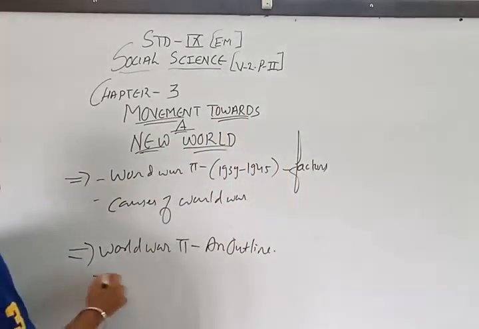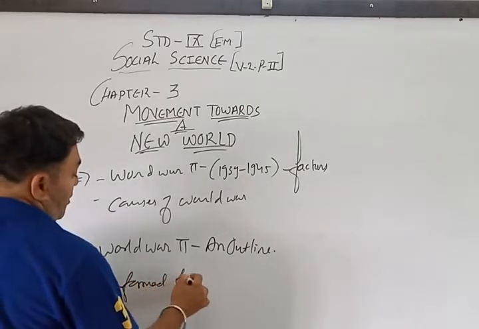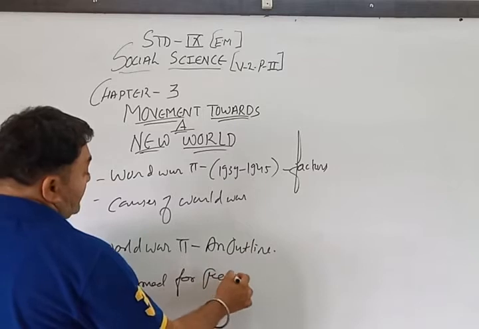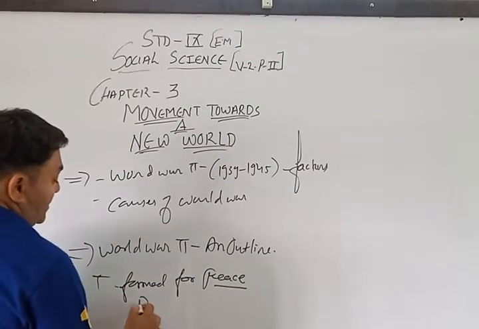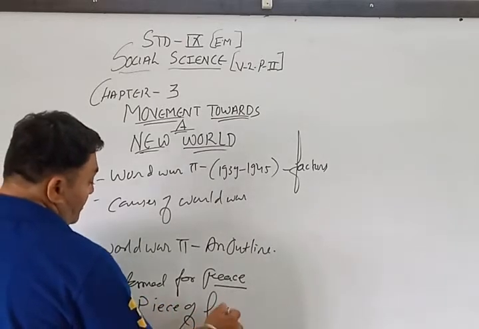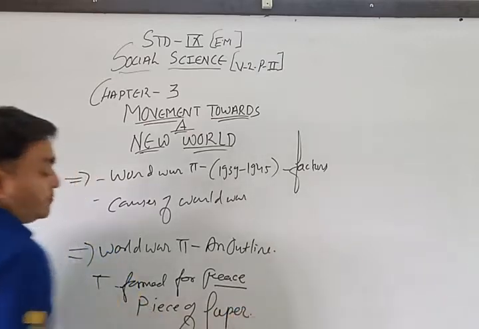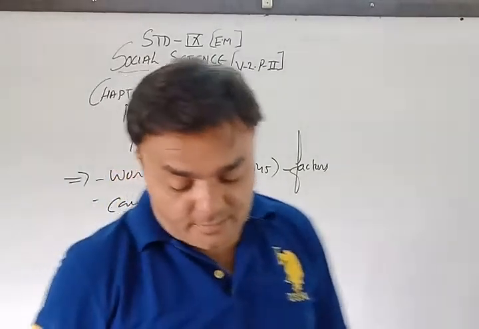The treaty was formed for P-E-A-C-E, peace. But now it has become just a P-I-E-C-E of paper. So you can understand the difference between peace and piece.